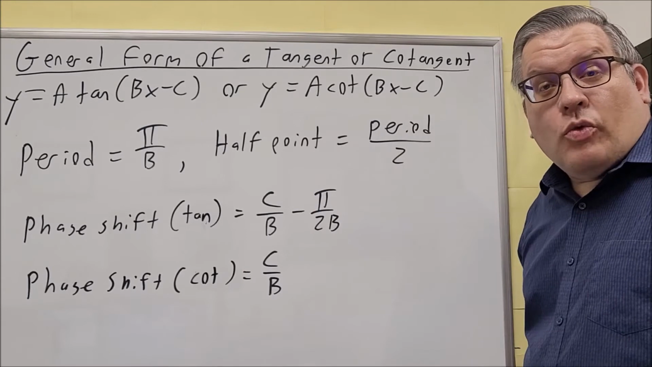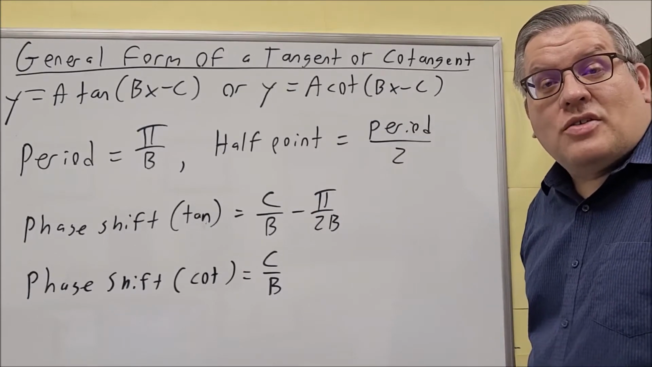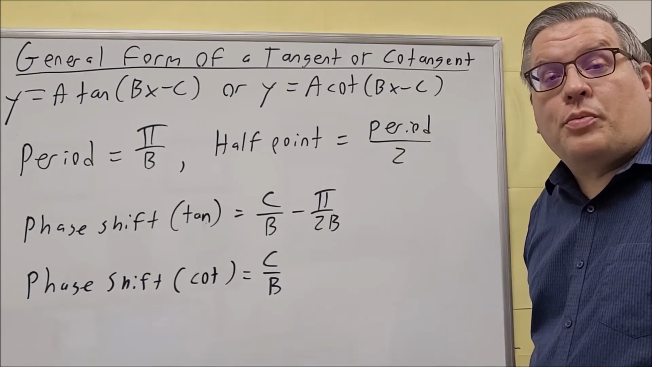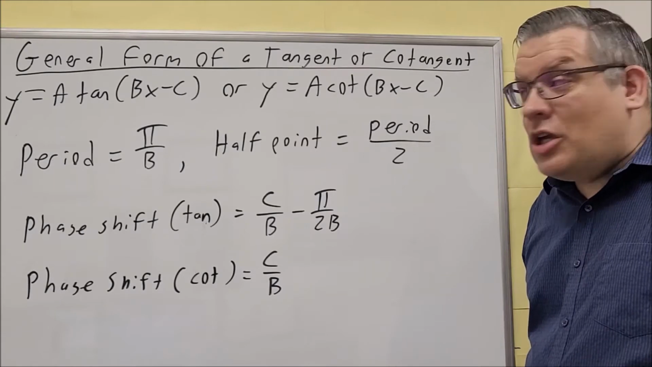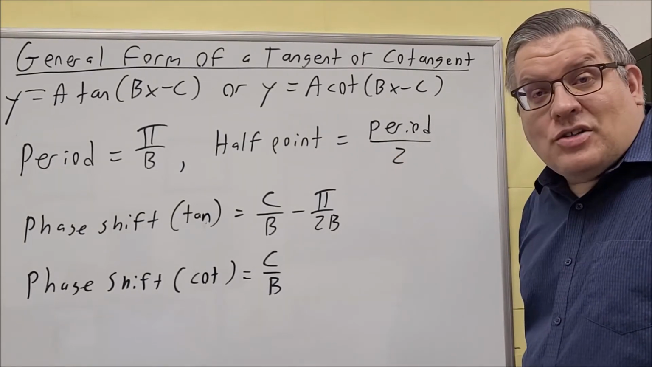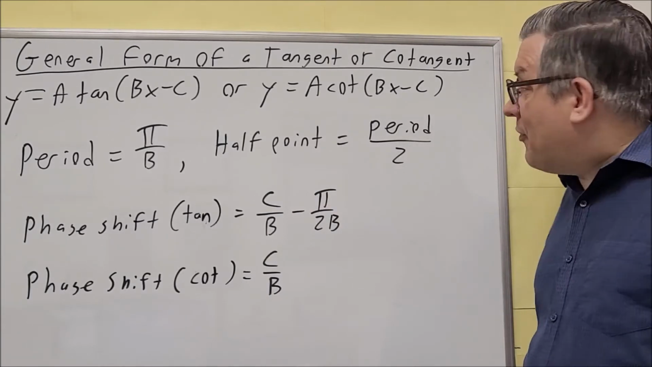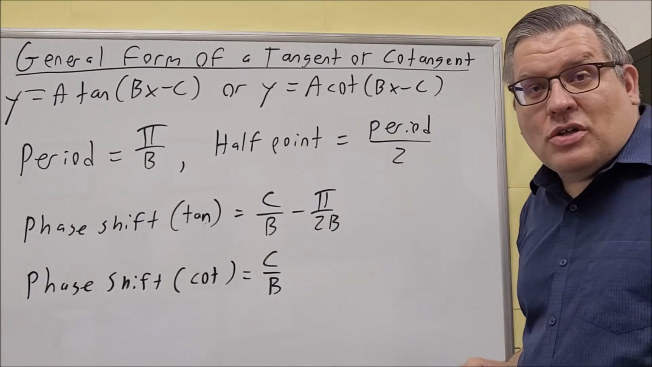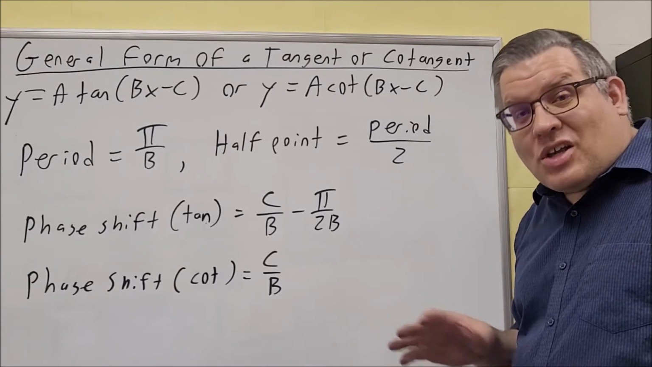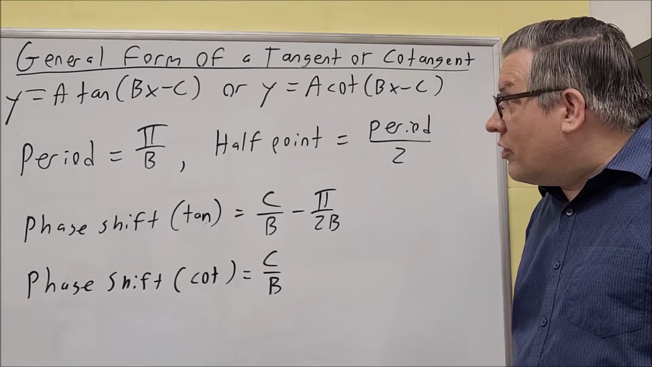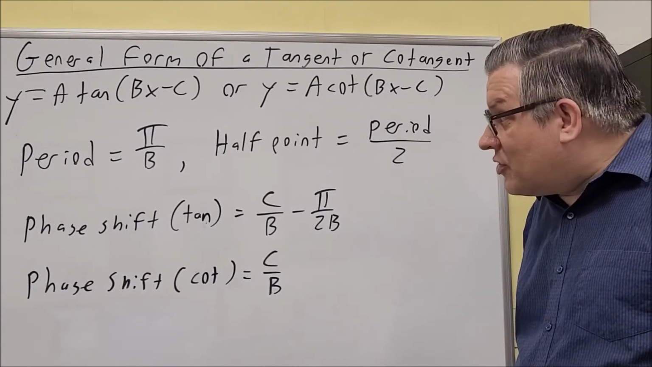Earlier we talked about how, when you do sine, cosine, secant, and cosecant, we have the quarter point that's used to get our key points. Well, for tangent and cotangent graphs, we have what's referred to as the half point. So the half point would be the period divided by 2 instead of a quarter point. We have fewer key points when you're dealing with tangent and cotangent graphs.